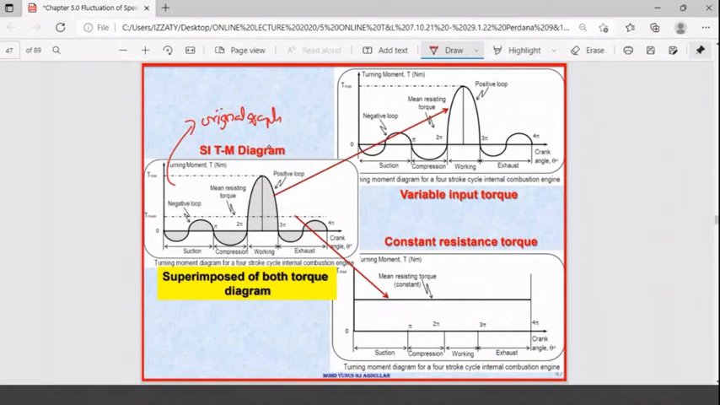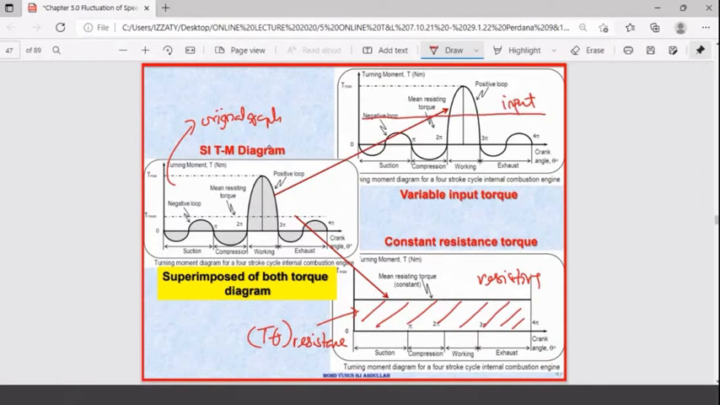This is the input torque, which keeps varying. This one will be the resisting torque, isn't it? Resisting torque is constant. So the area under the curve here basically represents what? Work done, for example. This one is T theta coming from resistance. The other one, if you can calculate every area here, and here, and also here, that will give you T theta also, but for the input.